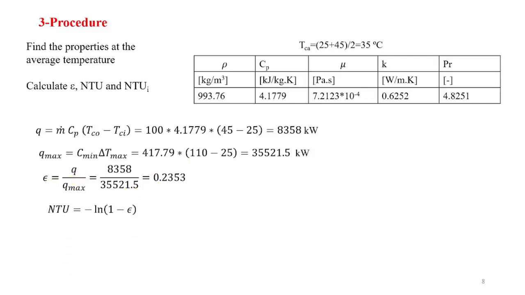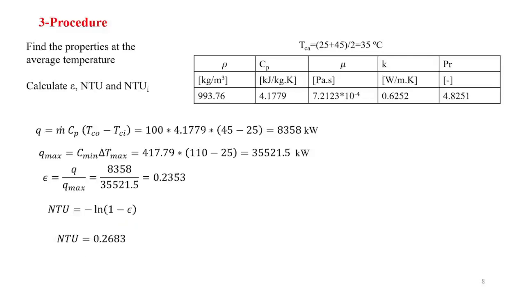Then, using the relation that relates the effectiveness and the NTU in this equation, since we have a phase change heat exchanger, we can calculate the number of transfer units. It's going to be 0.2683.